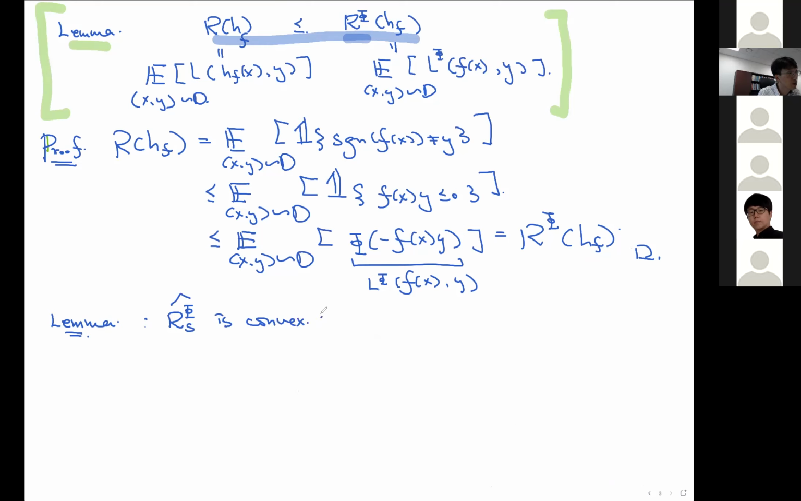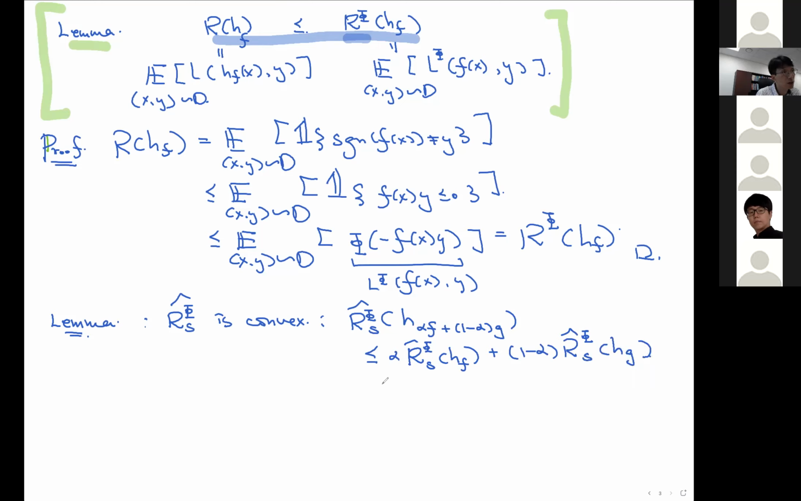By convex, I mean the following. If we construct h by combining two score functions using alpha, then that is upper bounded by this. Here f and g are in our function class F, and alpha is some number between 0 and 1. So this is what I mean by convex.